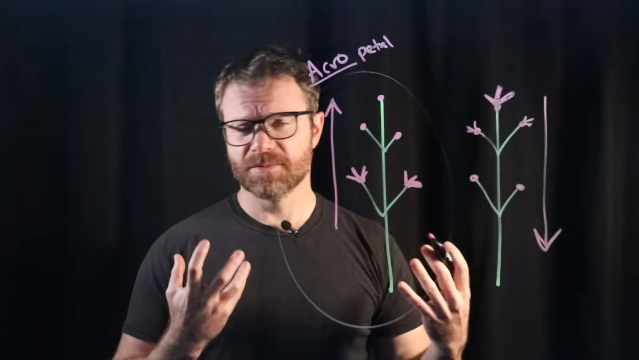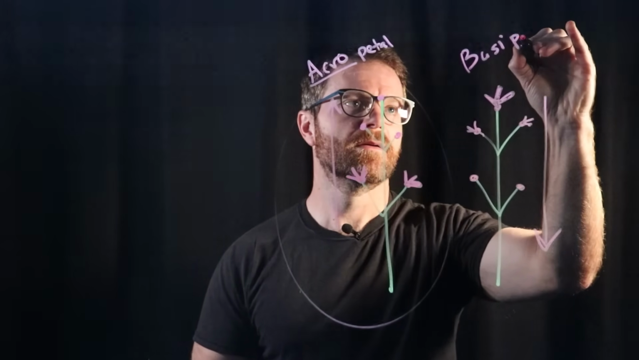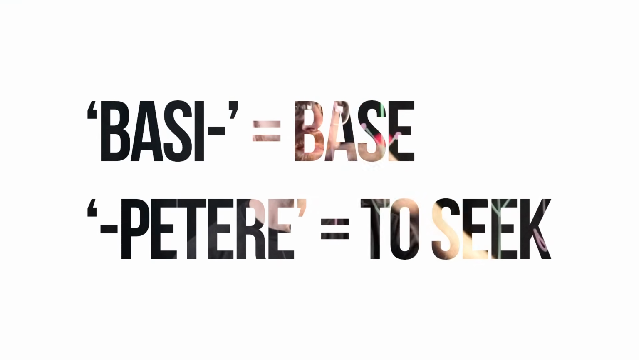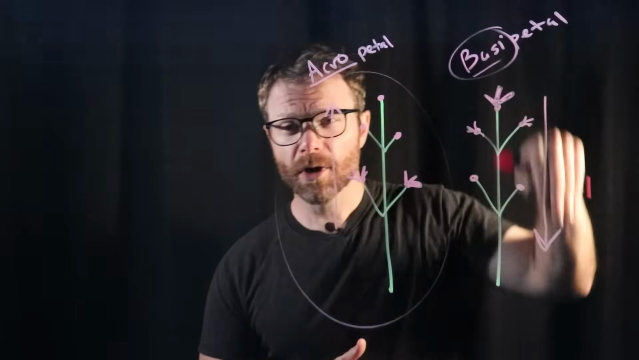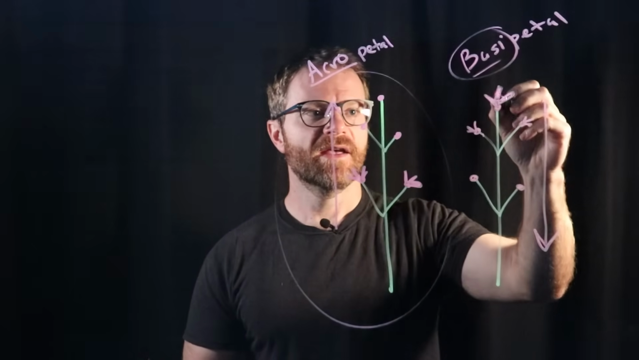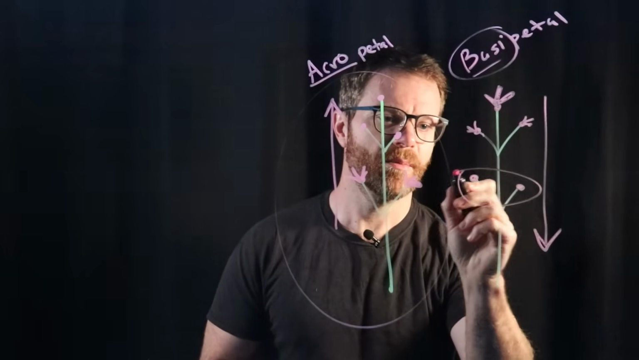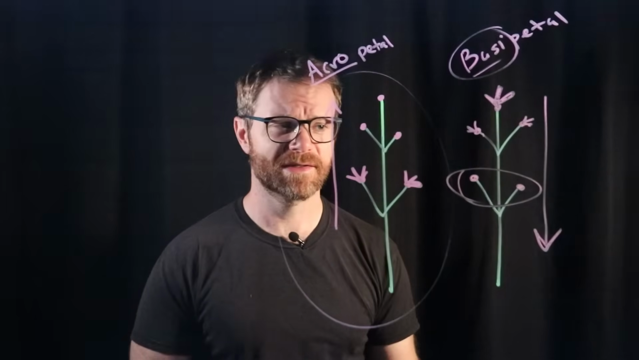The opposite of that, that's much less common, is basipetal. And this is easy to remember. Just as acro, like Acropolis, means up, basi means base. So basipetal, we're working our way down towards the base. The upper buds flower first, and then these base buds are the last ones to go. So we work our way down to the base.